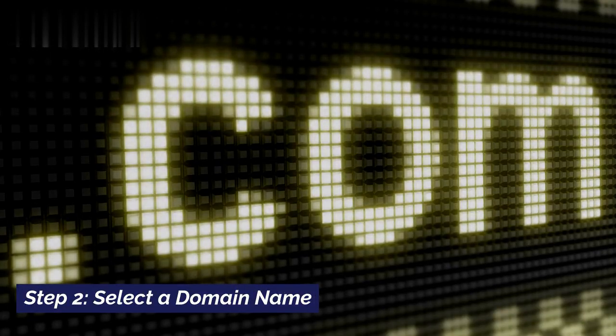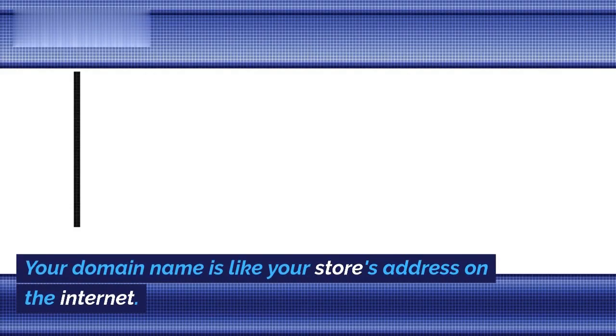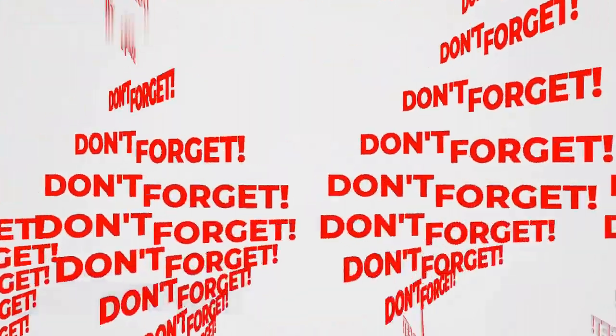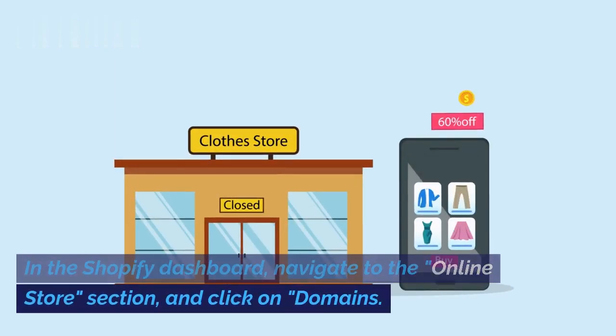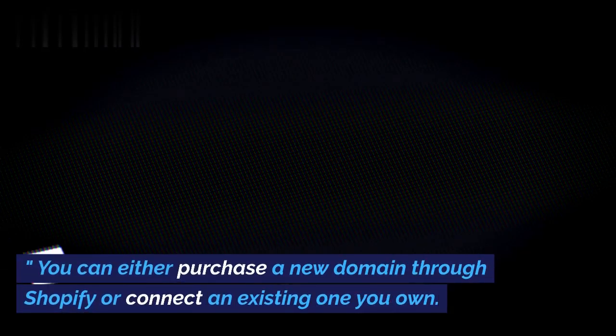Step 2. Select a domain name. Your domain name is like your store's address on the internet. It should be catchy, easy to remember, and relevant to your niche. In the Shopify dashboard, navigate to the Online Store section and click on Domains. You can either purchase a new domain through Shopify or connect an existing one you own.